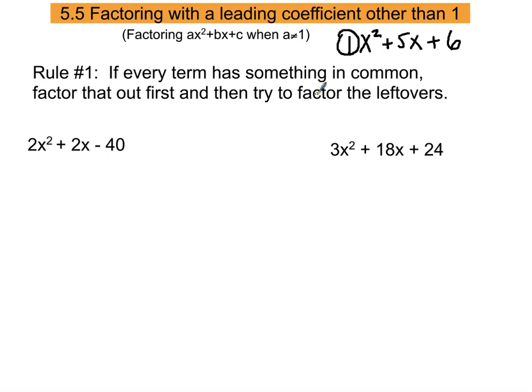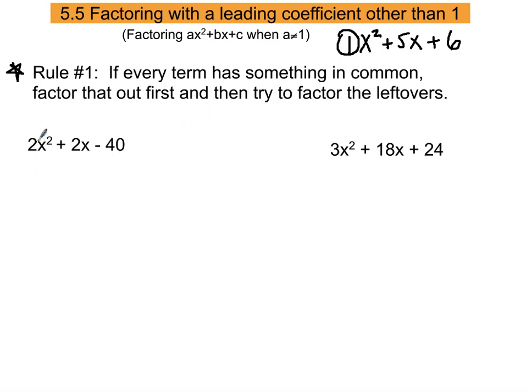So we're going to go through 2 different types of problems that involve a number out in front here other than 1. So here's our first rule. If every term has something in common, we're going to factor that out first, and then we're going to factor the leftovers. So here's our first example.